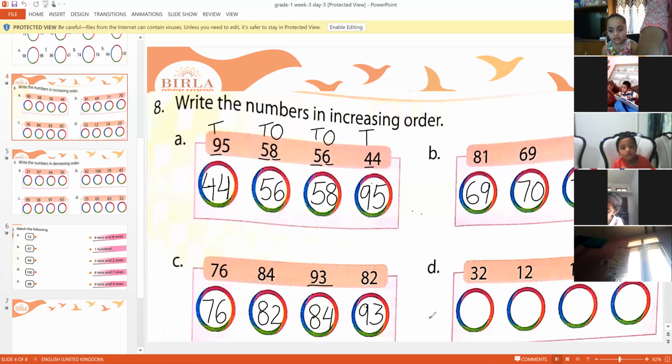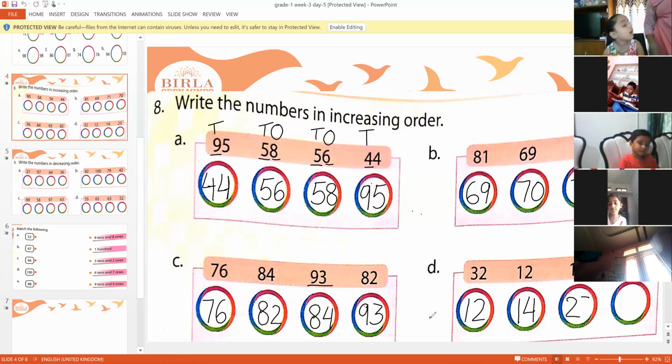Tell me, look at this. 12. Very good. After 12? 14. Very good. Then? 23. Very good. Then? 32. Very good. Very good, Tanaswiri.